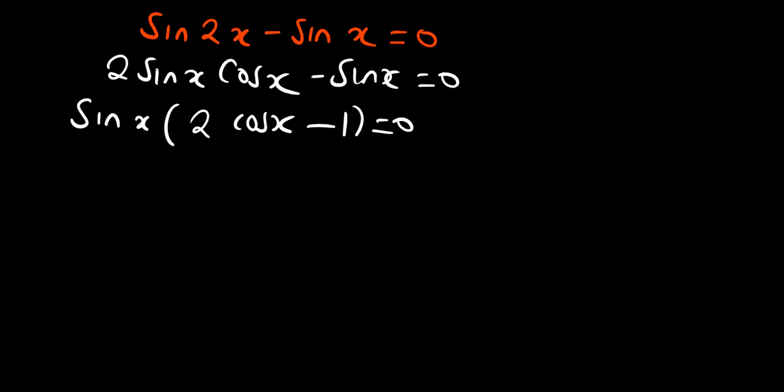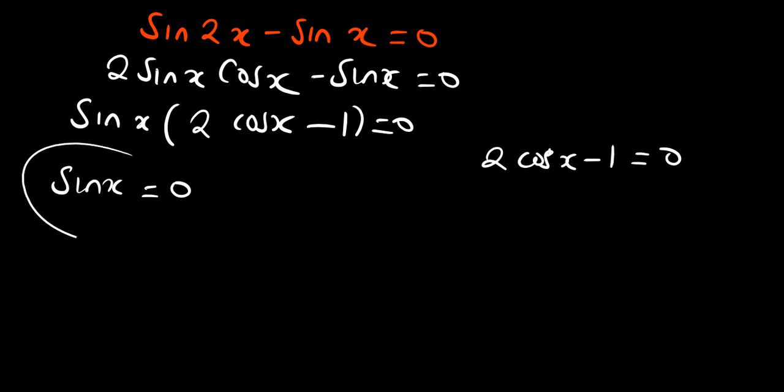Now what this means is that this is equal to 0 and this is also equal to 0. So let's just do that. So I have sine x is equal to 0. The other one will be 2 cos x minus 1 is equal to 0. Let's start with this one. So how are you going to solve this one?